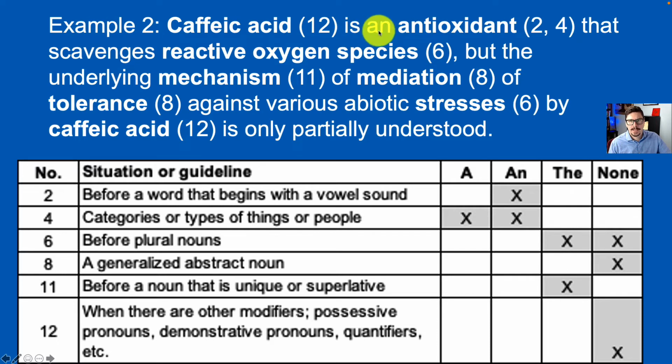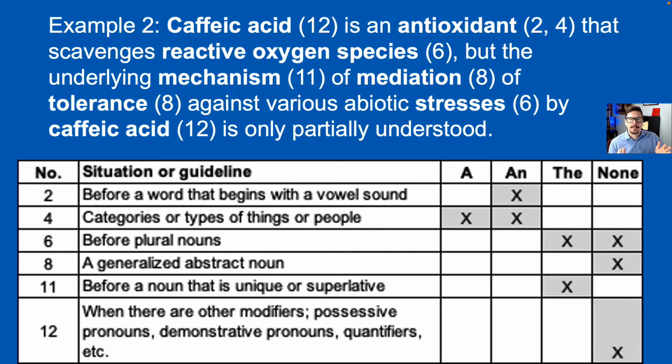It is an antioxidant. Why do we use an? So that would be rules 2 and 4. Rule 2 is before a word that begins with the vowel sound. And rule 4 is categories or types of things or people. So we're categorizing caffeic acid into the category of antioxidant that scavenges reactive oxygen species.